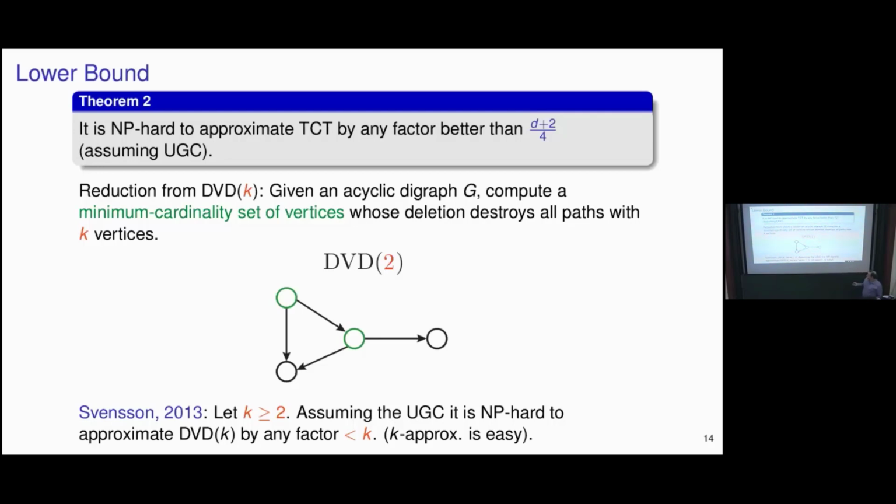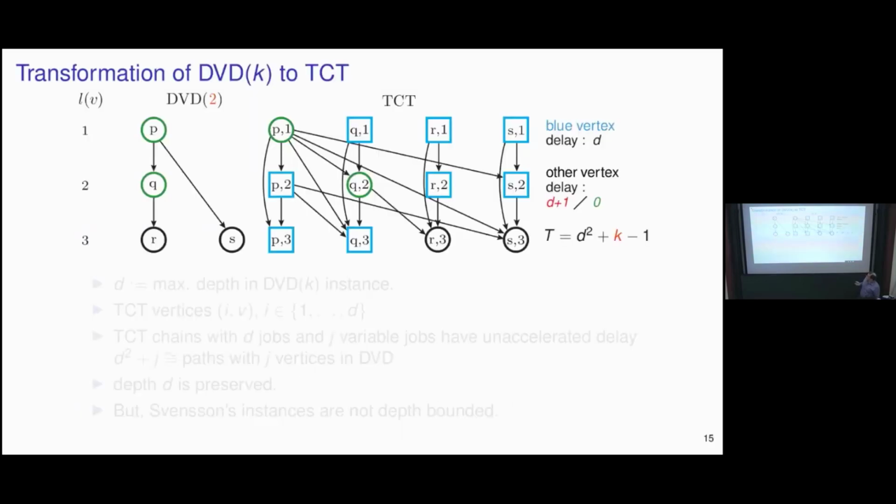And again, Svensson showed that this problem cannot be approximated by any factor less than k, assuming the unique games conjecture. Achieving k is actually quite simple. And we do this in 2 steps. First, we reduce the DVDk to the time cost theta problem, or actually, that will later be the second step. Yeah, that can be done.